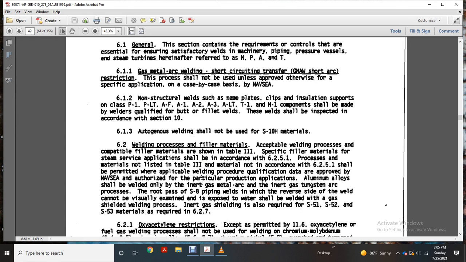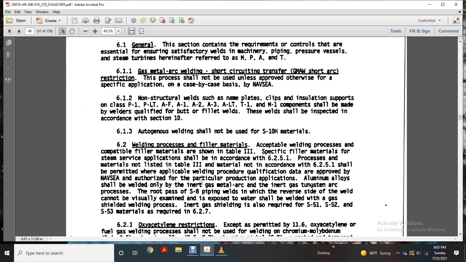Welding process and filler materials. Welding processes comparable to filler materials are shown in Table 3. The specific filler material for steam services applications should conform with 6251. Material not listed in Table 3 that conforms with 6251 shall be permitted where applicable. The welding procedure qualification data are approved by the Naval Sea Systems Command.